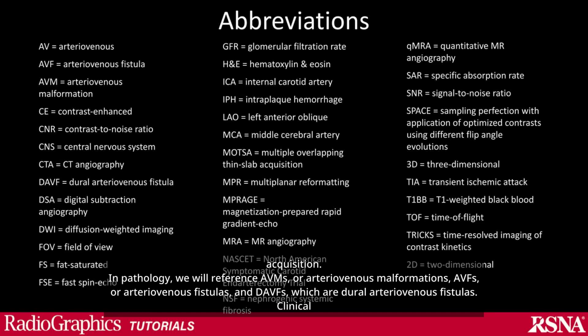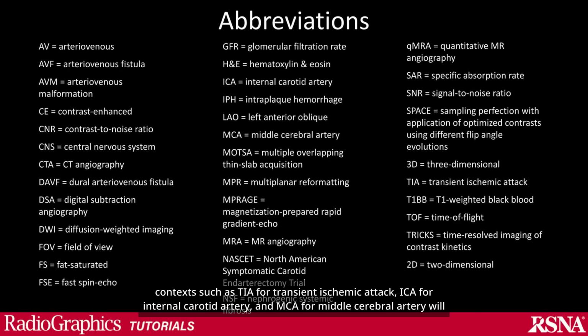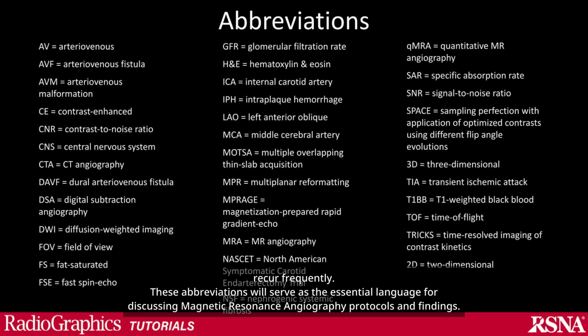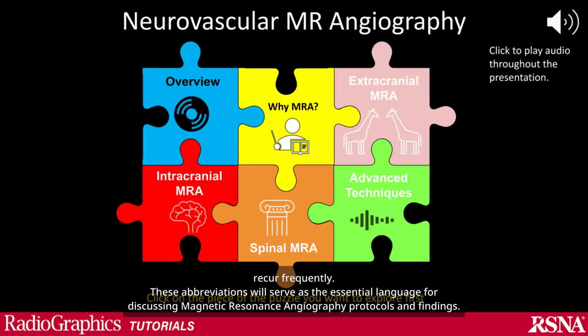overlapping thin slab acquisition. In pathology, we will reference AVMs, or arteriovenous malformations, AVFs, or arteriovenous fistulas, and DAVFs, which are dural arteriovenous fistulas. Clinical contexts such as TIA for transient ischemic attack, ICA for internal carotid artery, and MCA for middle cerebral artery will recur frequently. These abbreviations will serve as the essential language for discussing magnetic resonance angiography protocols and findings.